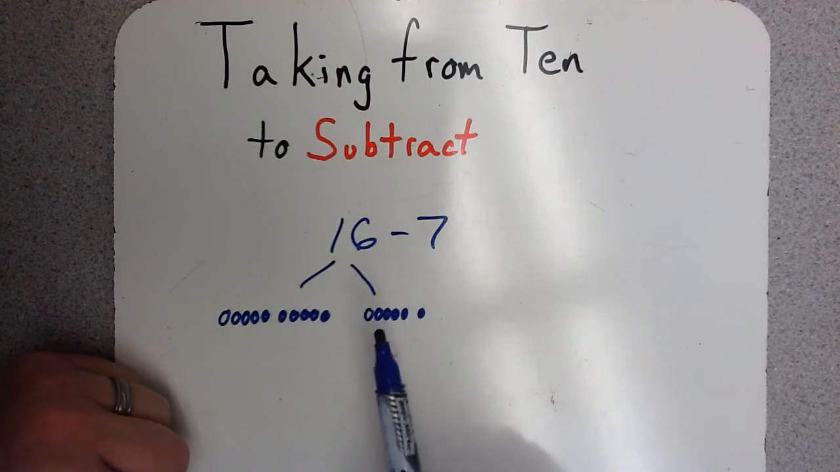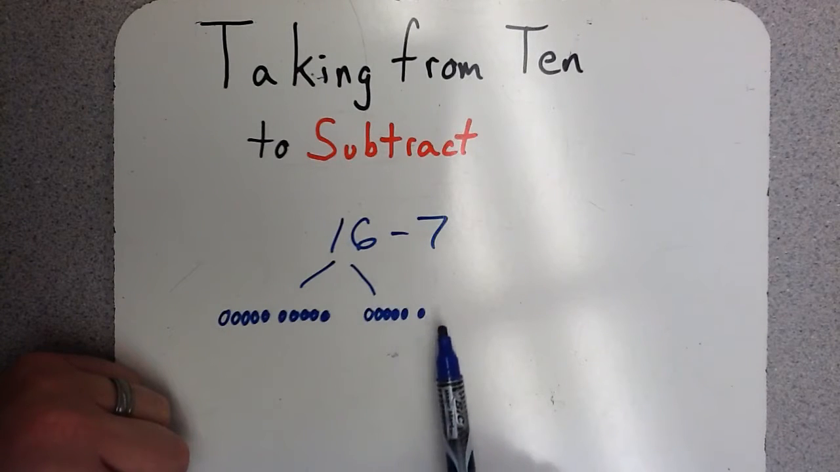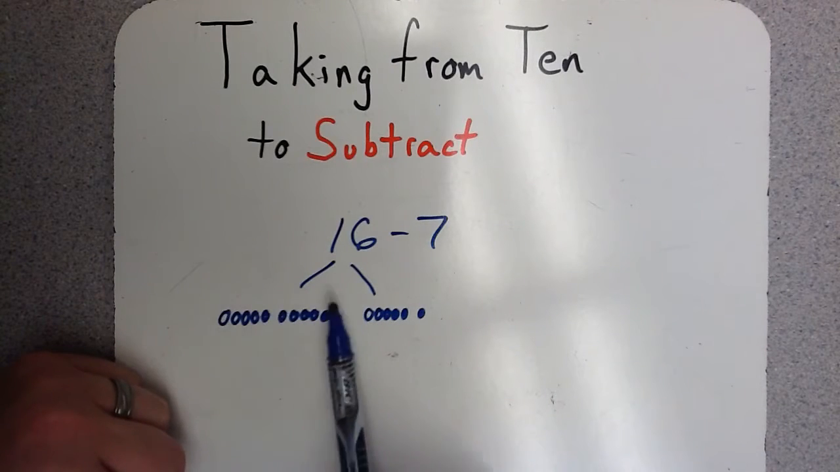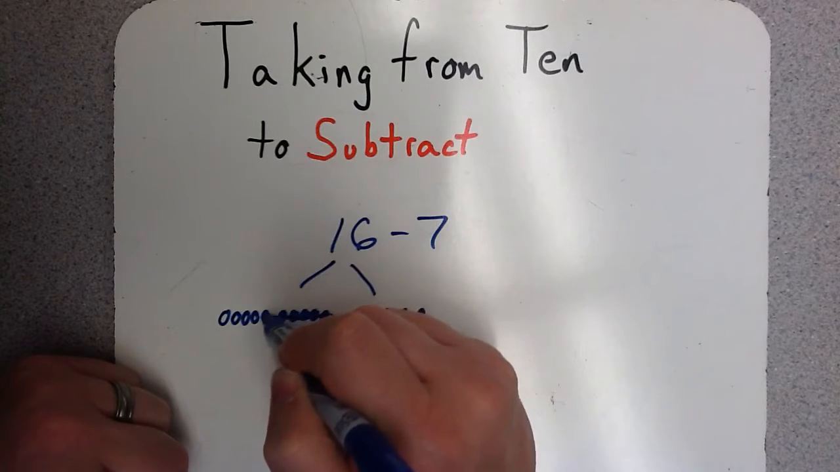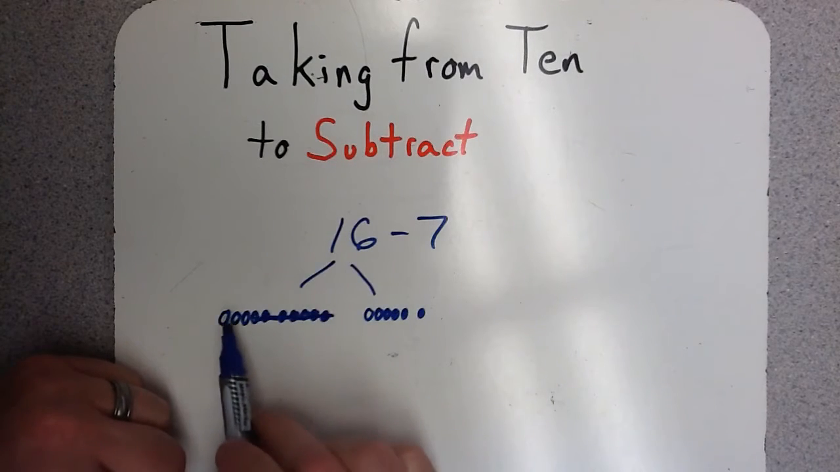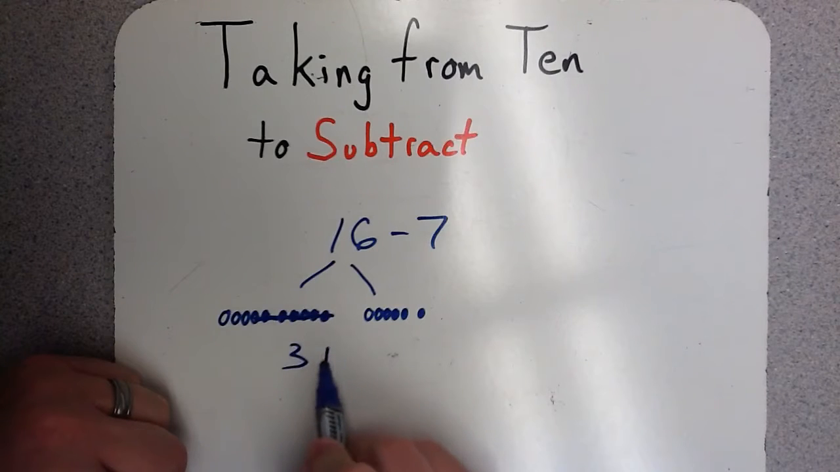Now I need to subtract 7. While I look, it's going to be hard to take my 7 from my 6, so it's pretty easy to take that 7 from that 10. So I'm going to cross those off. So there's 5, 6, 7. So I have 3 remaining here.